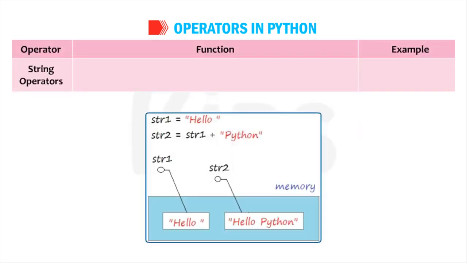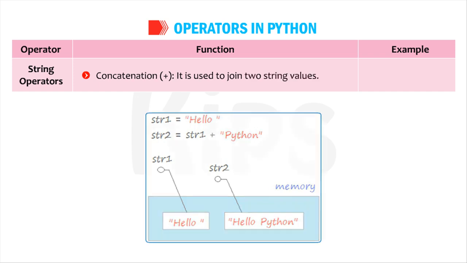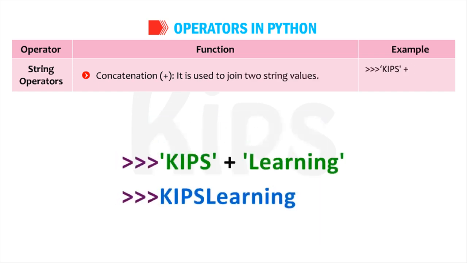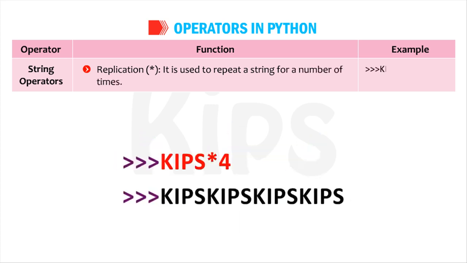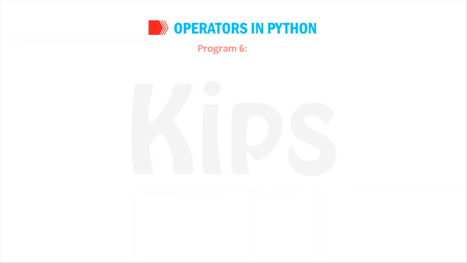Operator: string operators. Function: string operators work on the string values. These operators are of two types. Concatenation, plus, is used to join two string values. Example, KIPS plus learning gives KIPS learning. Replication, asterisk, is used to repeat a string a number of times. KIPS multiplied by 4 gives KIPS KIPS KIPS KIPS. Program.